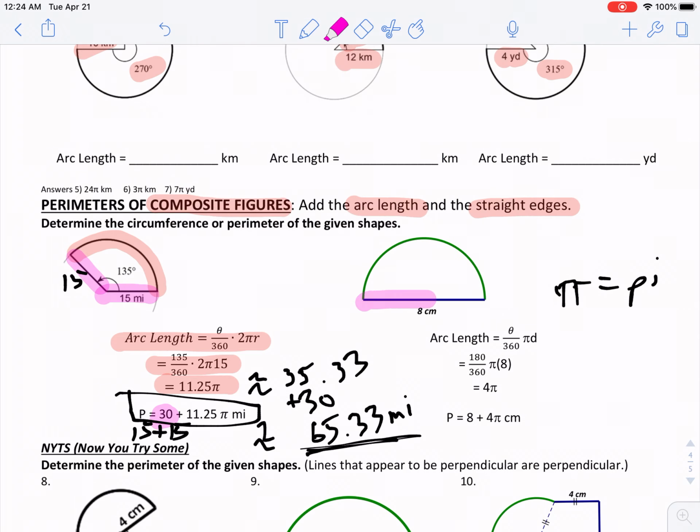Notice they did the same thing here. We only have one straight side, which was the 8. And then our arc, well, there's no angle there, but it's a semicircle because it's a straight line across and there's no bend there in the middle. So that's 180 over 360, or you could just write 1/2. They gave us 8, which is the diameter, so we just have pi times d, which is 4 pi. So their answer is 8 plus 4 pi, and is measured in centimeters.